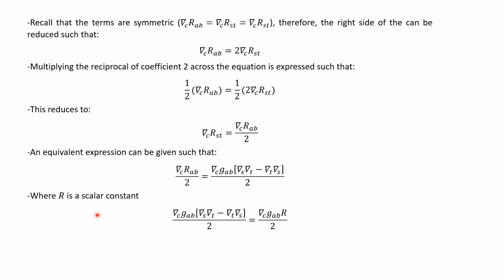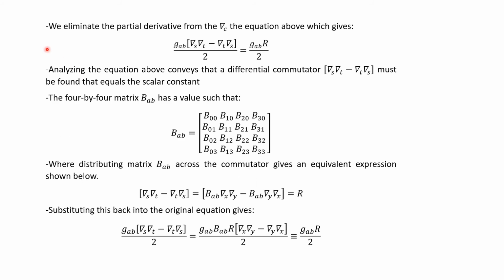Where R is the scalar constant. So we set this commutator equal to the metric tensor times the scalar constant, which is R. We eliminate the partial derivative of form C from the equation above, which gives us this. So we remove that from the equation. They simply cancel out because this derivative is on both sides of the equation.